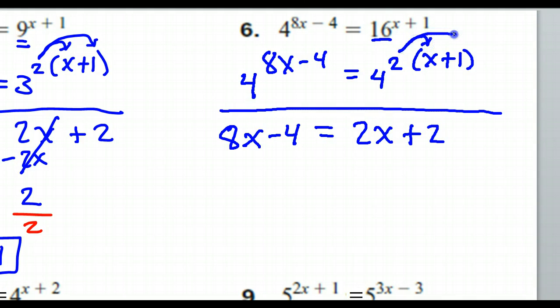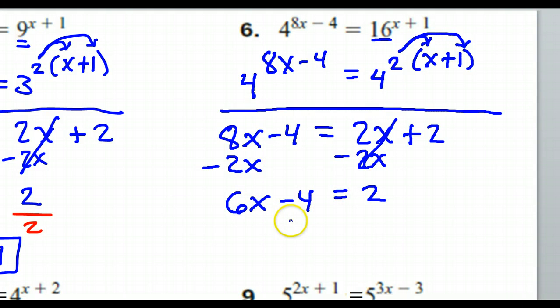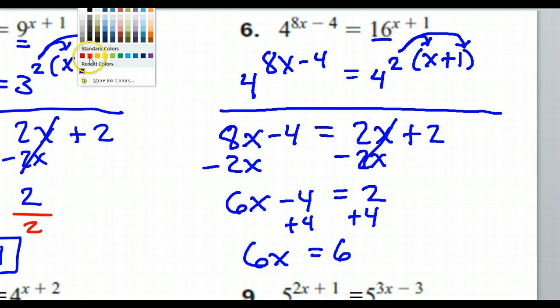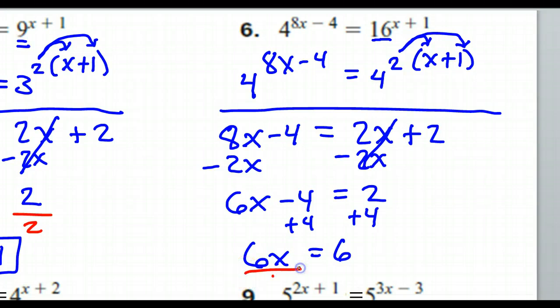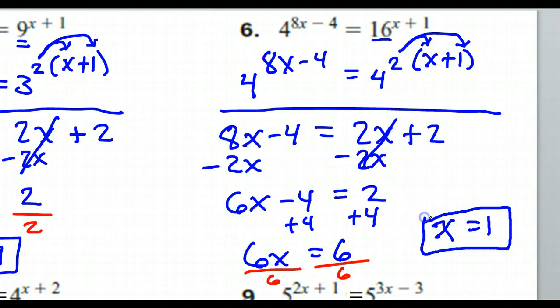I did the distributive property here. So getting the x's together, I will subtract 2x from both sides. So that'll give me 6x minus 4 equals 2. These are gone. Then I will add 4 to both sides. So that will give me 6x equals 6. Dividing both sides by 6, x equals 1. Alright, so that's number 6.